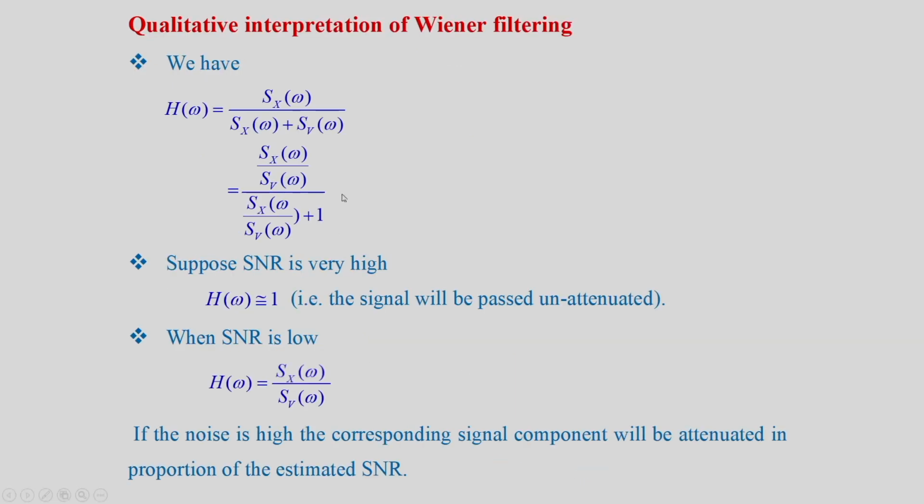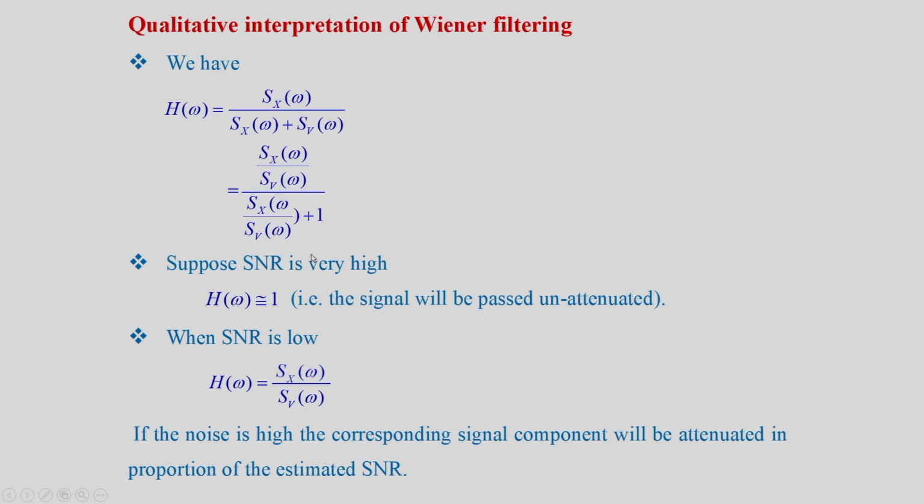Let us give a qualitative interpretation of the Wiener filter. We have established H(ω) is equal to Sx(ω) divided by Sx(ω) plus Sv(ω), and this we can write, dividing both numerator and denominator by Sv(ω), as Sx(ω) divided by Sv(ω), whole thing divided by Sx(ω) by Sv(ω) plus 1. Now, this quantity is the signal to noise ratio. So, this is SNR, here SNR plus 1.